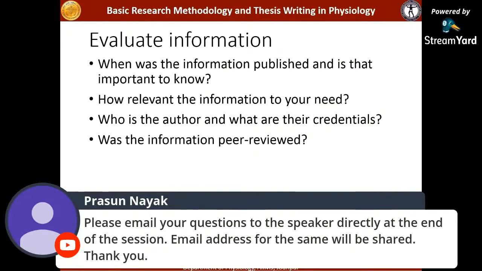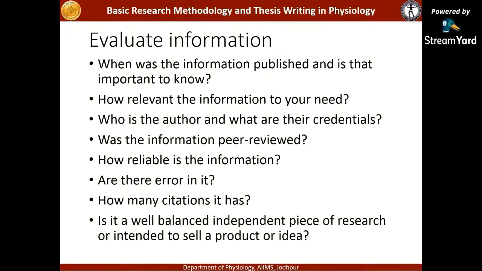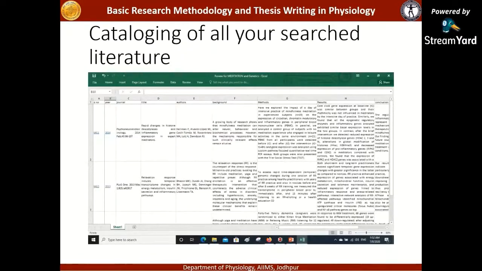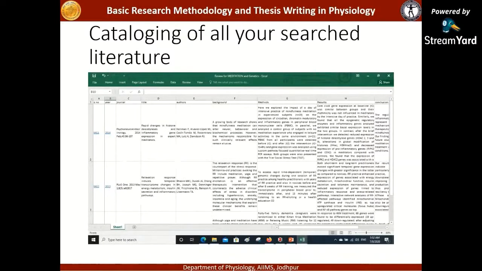Then, was the information peer reviewed? How reliable is the information? Was there any error in it? How many citations does it have? Is it a well-balanced, dependable piece of research or intended to sell a product or idea? So once you evaluate this information, you can select out of those 200 articles how many you have to select, right? Once you select those articles, you have to catalog all your literature.